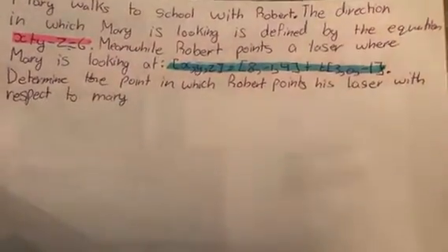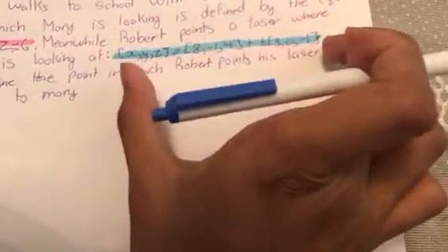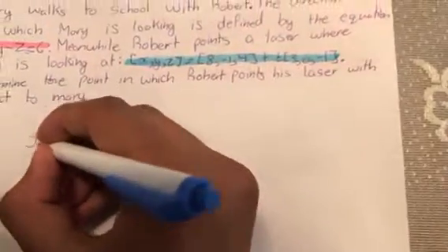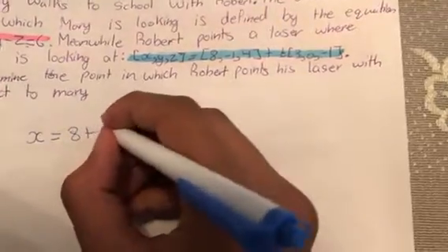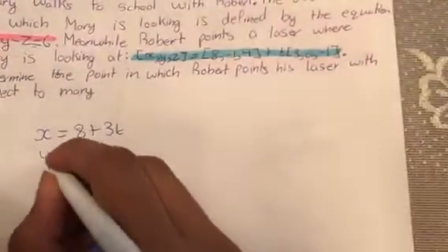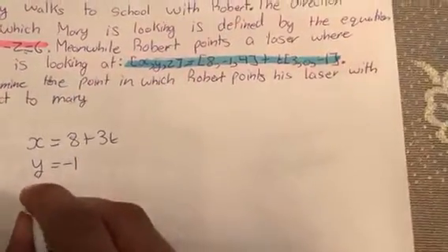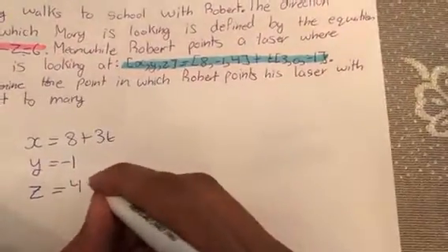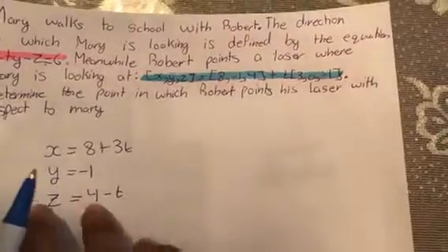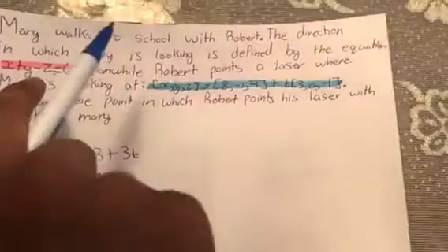So first thing we will do is put this equation in parametric form. So we're going to have x equals 8 plus 3t. We're going to have y equals -1 because t is 0 at the y component, and z equals 4 minus t.